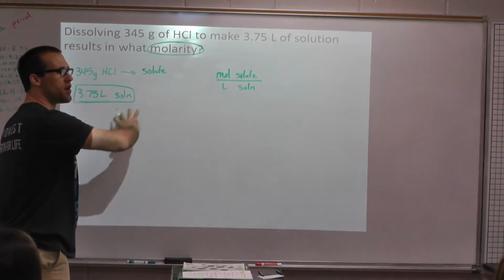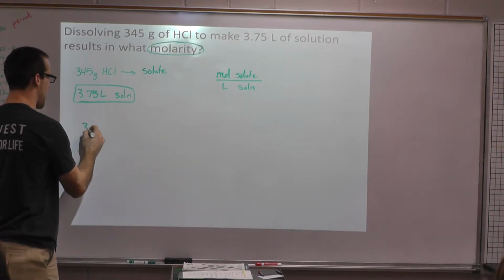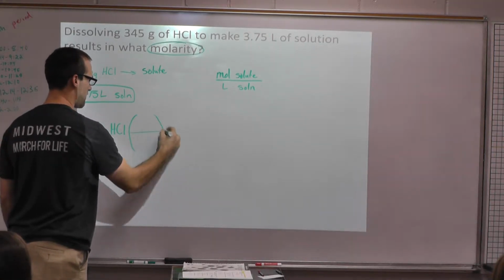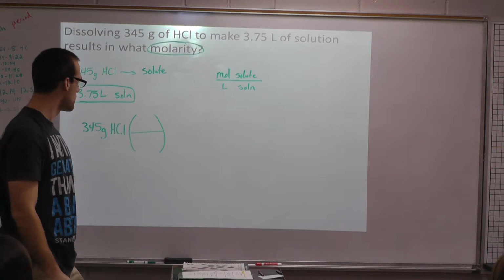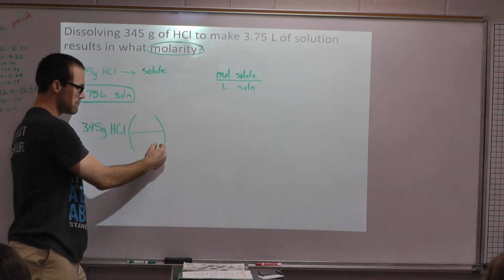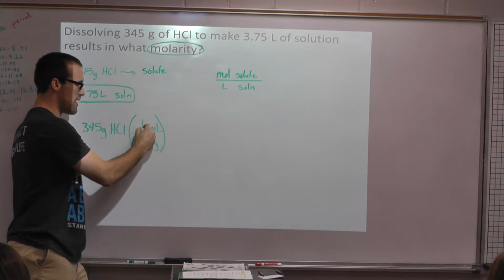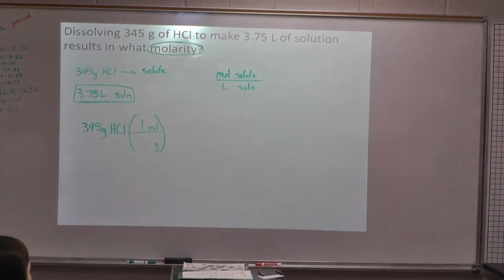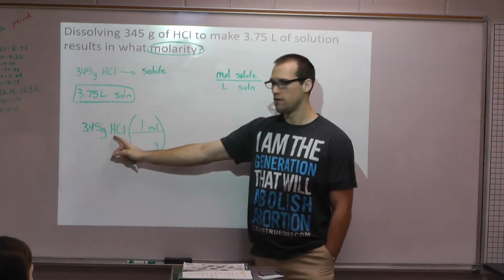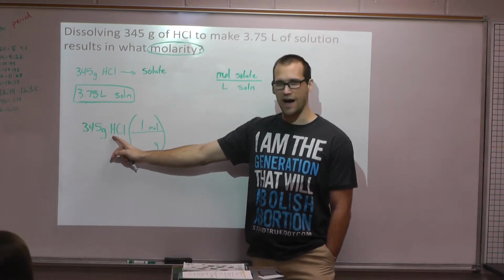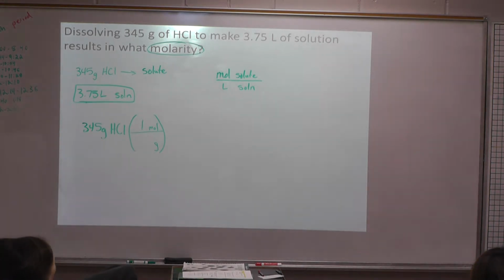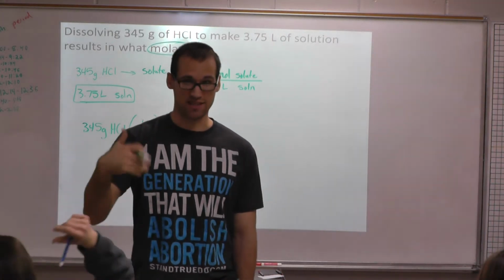We could do it all in one step, but I think sometimes for you guys it's a little easier to just break it down. Let's take that and convert it to moles. Okay, first units. And remember, molar mass is always per 1 mole. Where do we get the gram number from? The periodic table. Hydrogen is 1.01. I only have one of them. Chlorine is 35.45. I only have one of them. Add them together, you get 36.46.